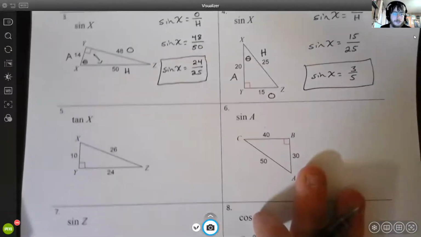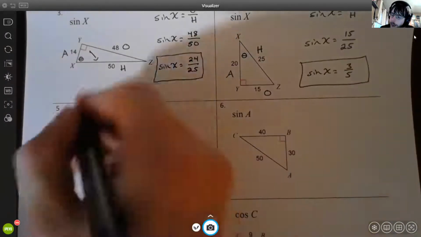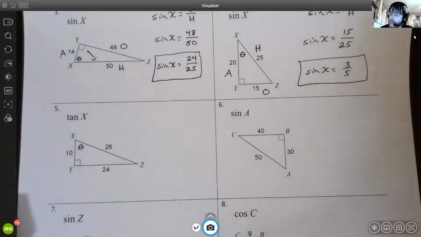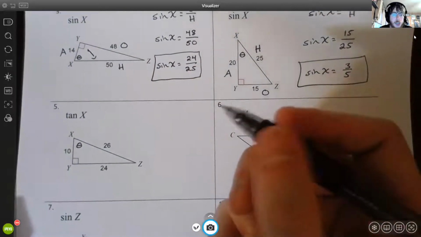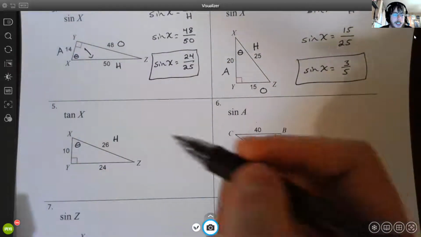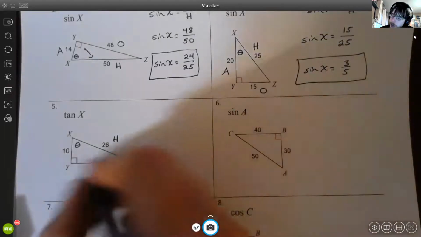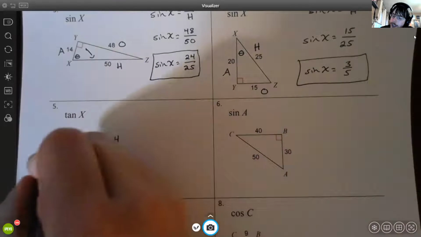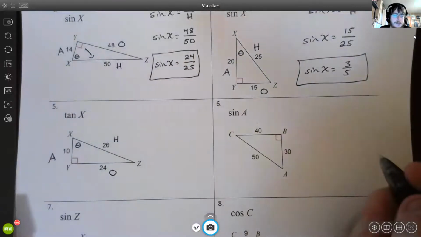Number 5, we have tangent of x. Now tangent of x, that means x is our theta. Our hypotenuse in this case is 26. Our opposite side is the leg that doesn't touch theta, so that's 24. And 10 is our adjacent side.